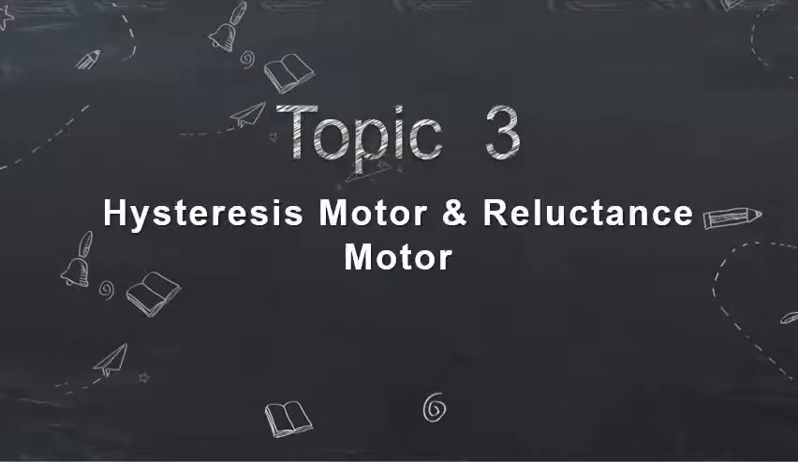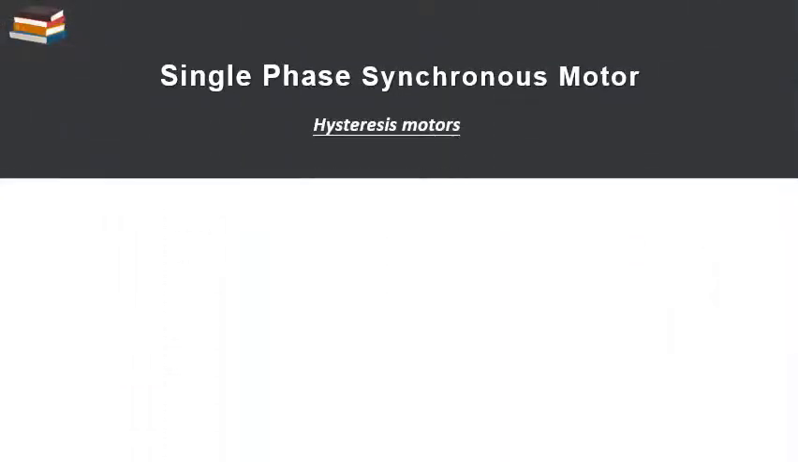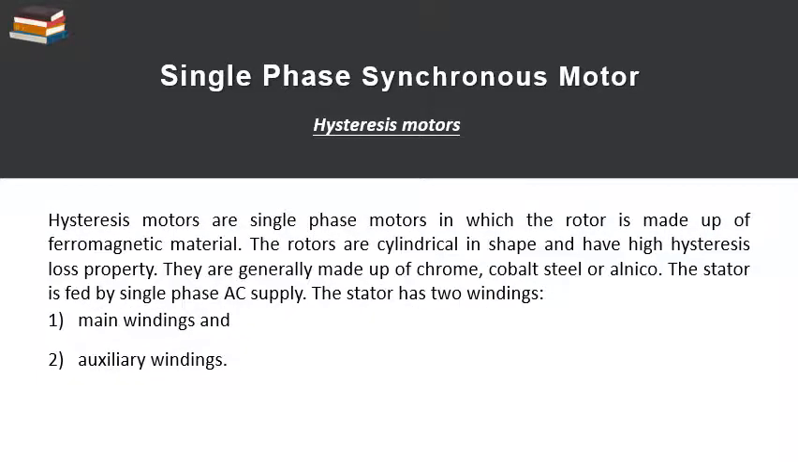So next is the hysteresis motor and reluctance motor. So first one is hysteresis motor. Hysteresis motors are single phase motors in which the rotor is made up of ferromagnetic material. The rotors are cylindrical in shape and have high hysteresis loss property.